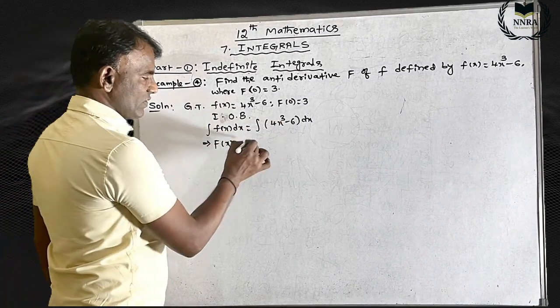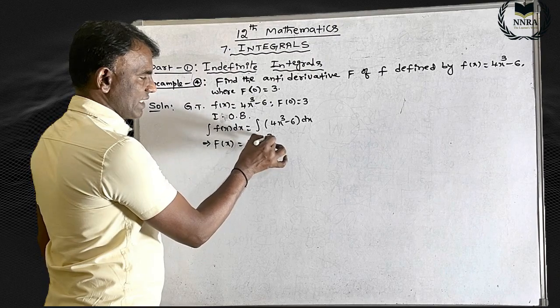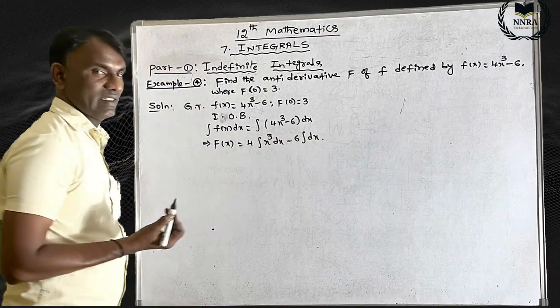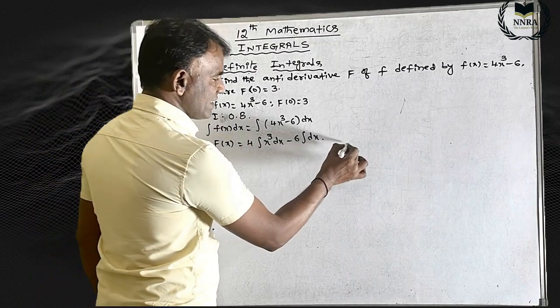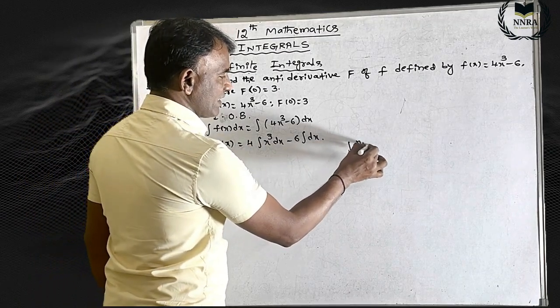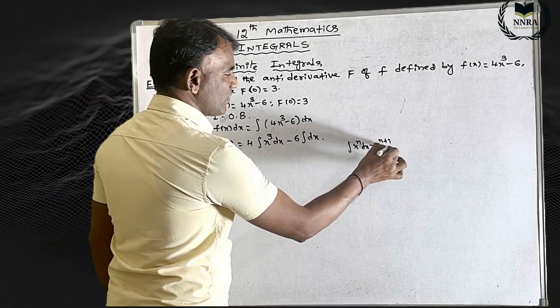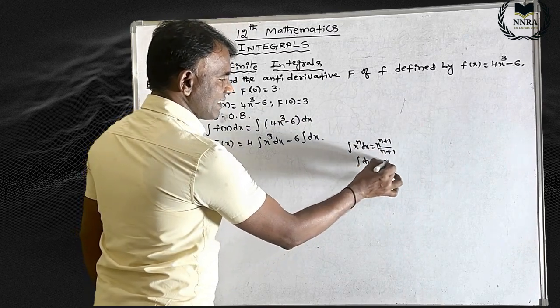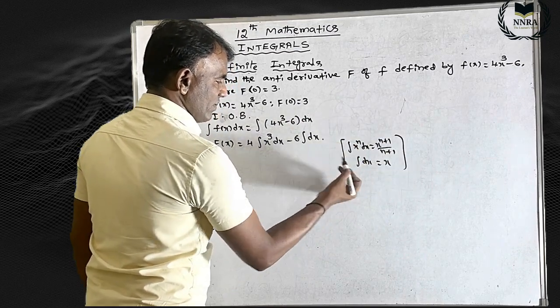Now separate these two functions: 4 into the integral of x cube dx, minus 6 again the integral of dx. And which form is it? That is the form of the integral of x power n dx. So that can be written as x power n plus 1 by n plus 1. And the second formula, the integral of dx equals x. These are the basic formulas.